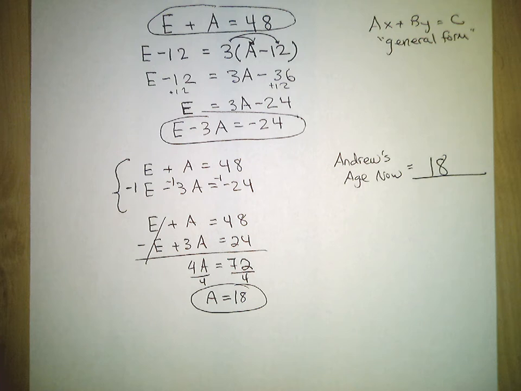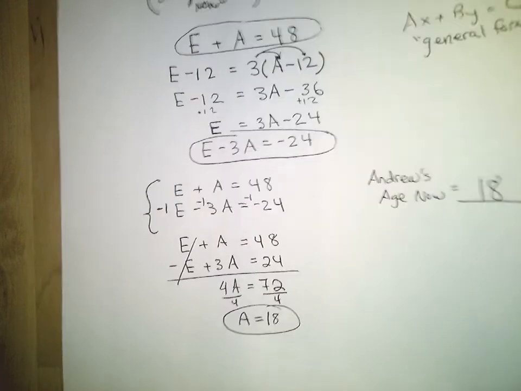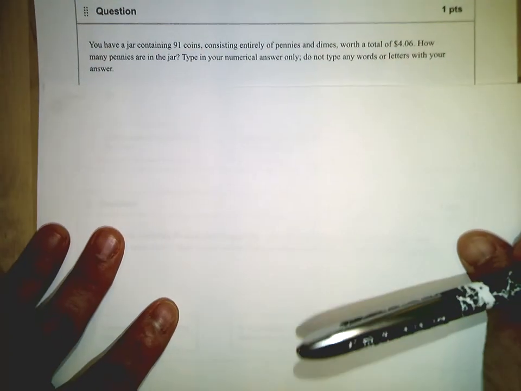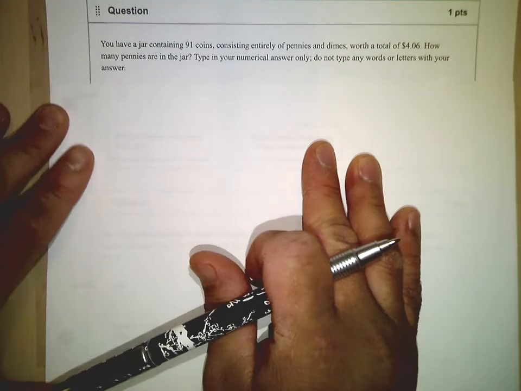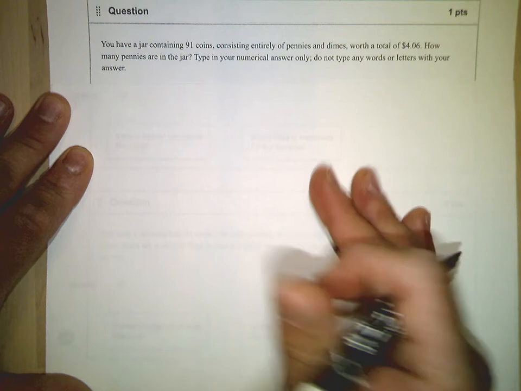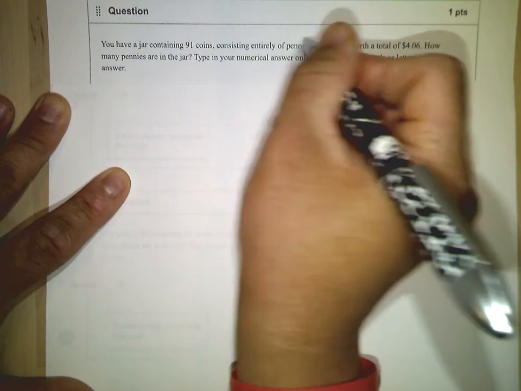All right, so now let's look at another example here. So we did a couple of age problems. So let's do a money problem now. Excuse me. So you have a jar containing 91 coins consisting entirely of pennies and dimes. So here it is.